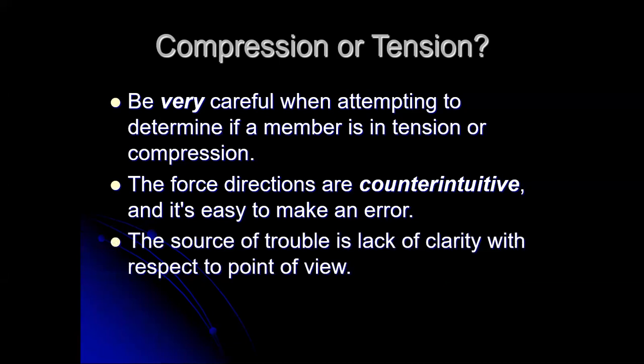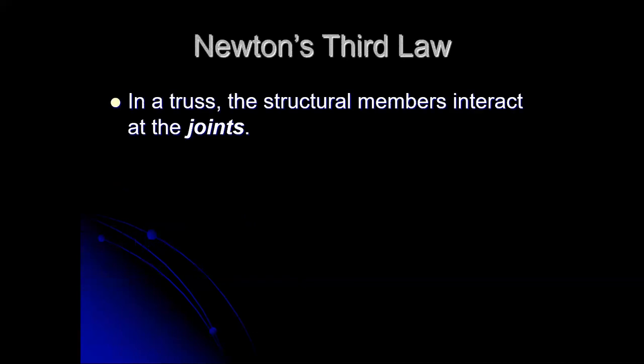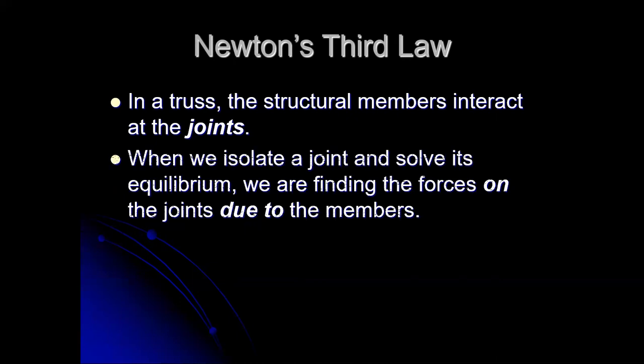The issue here is about point of view. It's about what body we are drawing the free body diagram of. And it comes down to Newton's third law. In a truss, the structural members interact at the joints. They push and pull on each other at the joints. When we isolate a joint, we're looking at the forces on the joints because of the members.